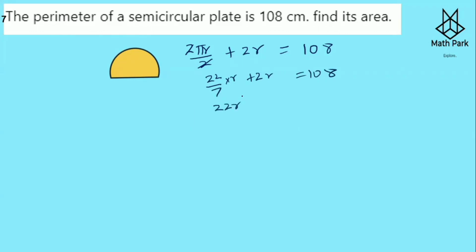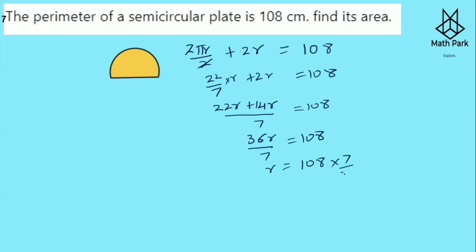So 22r, let us take the LCM. You will have to multiply by 7. 7 twos are 14, so plus 14r upon 7 is equal to 108. 22 plus 14, 4 plus 2, 6. You get 36r upon 7 is equal to 108. So you get r is equal to 108 into 7 by 36. 36 threes are 108. 7 threes are 21 centimeter is the radius that you got.